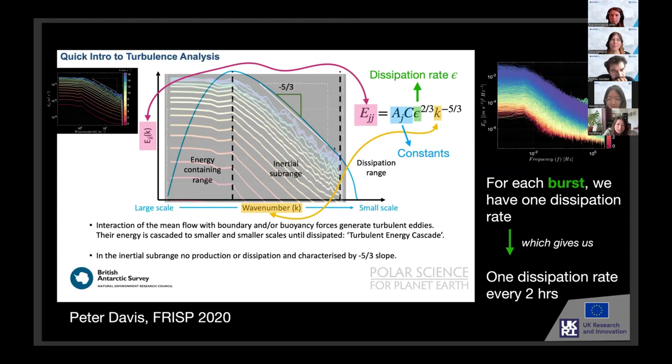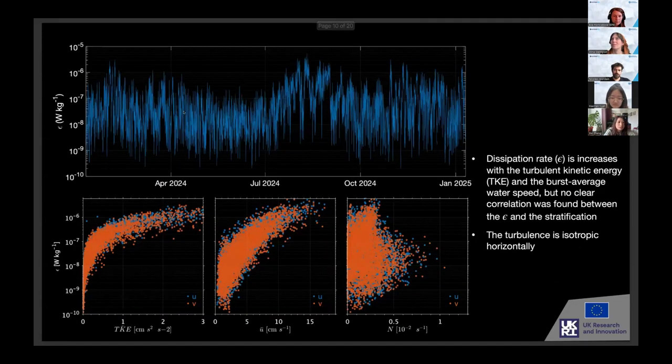And with those lines, we can then try to solve this equation here. So with this E, the energy level, and then the constant here, and with the k being the wave number, then we can get our dissipation rate. So which means that for all of our bursts, we can get the dissipation rate from them, which gives us one dissipation rate every 2 hours to get this beautiful time series that we have here.